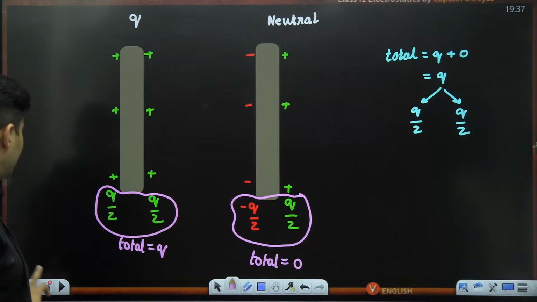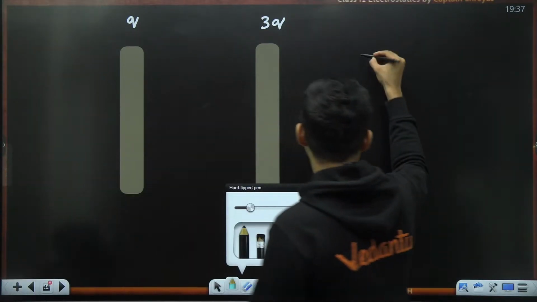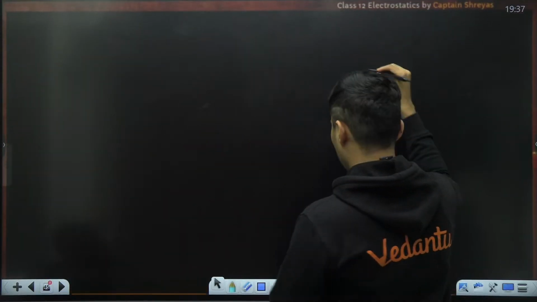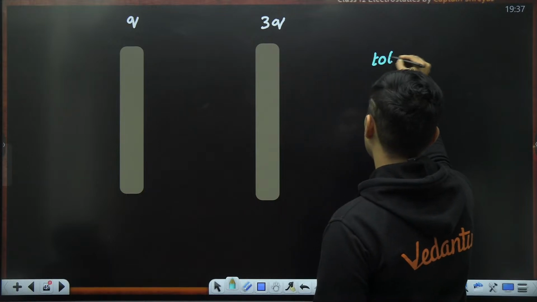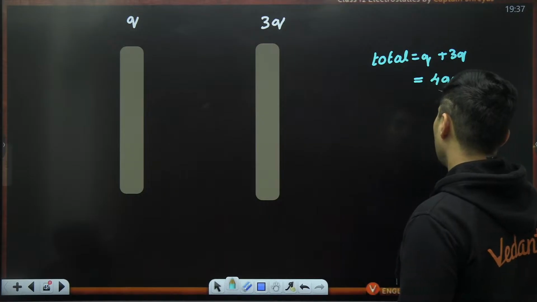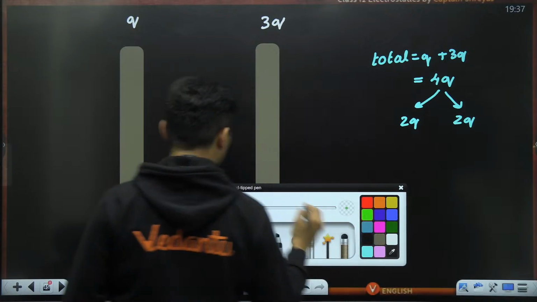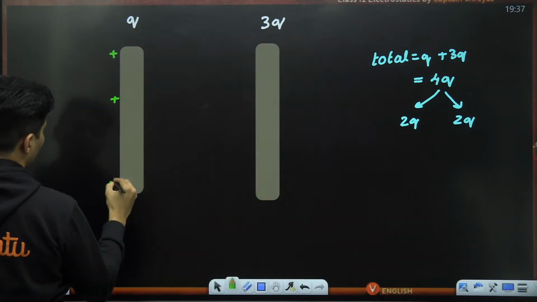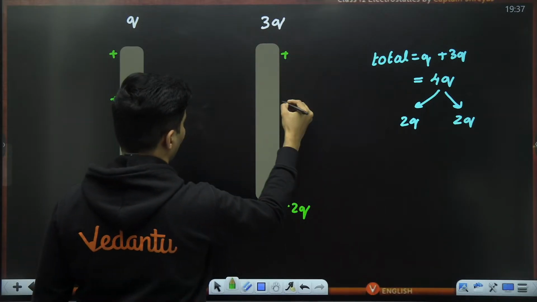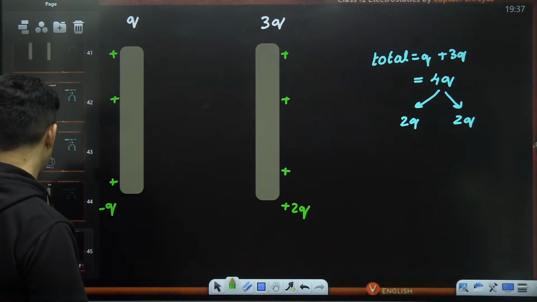Say for example, we take Q and 3Q. First you start off by counting what your total charge is. Your total charge will be Q plus 3Q, which is basically 4Q. Divide that into two parts: one is 2Q, another is also 2Q. Equal always. So here you will have 2Q charge plus here also plus 2Q charge on the outermost surface. Now just conserve the charges.